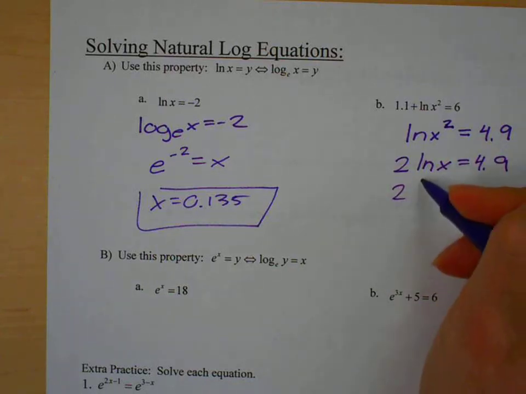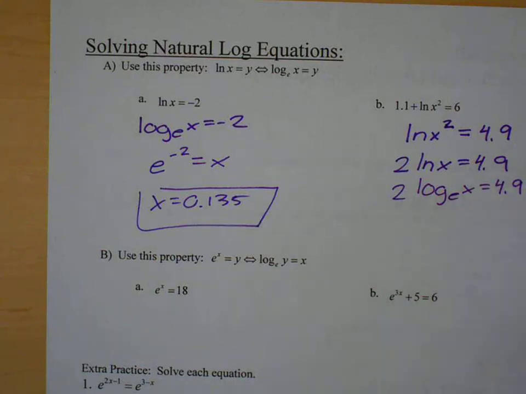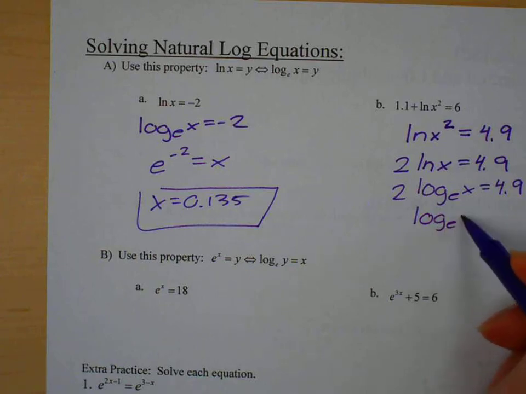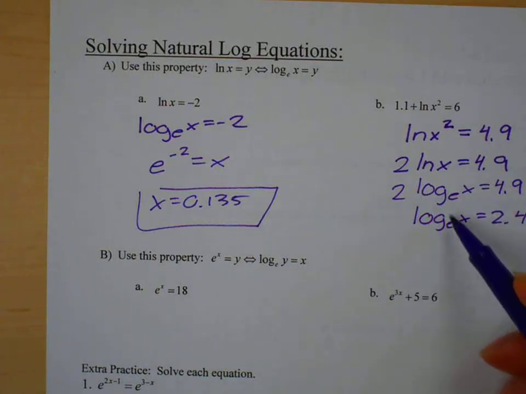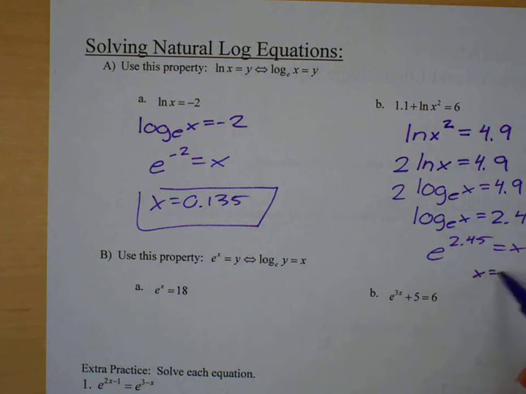And the natural log is log base e of x. So now I want to get this by itself. I'm going to divide both sides by 2. And then I can write this in exponential form. e to the 2.45 equals x, or x equals 11.588.